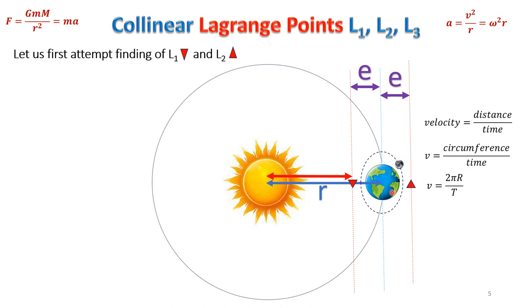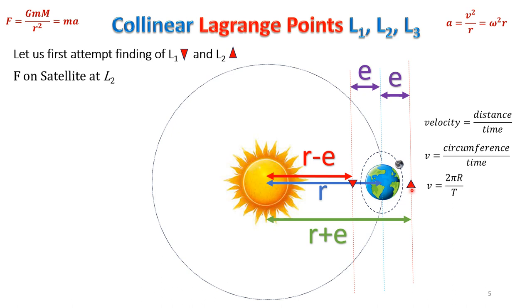The distance between point L1 and the center of the Sun is r minus e. It is obvious from the diagram. And the distance between L2 and the center of the Sun is r plus e.